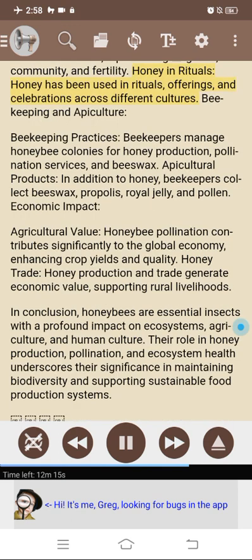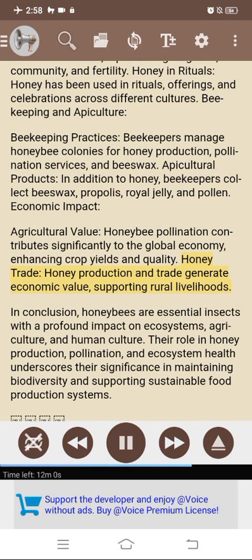Honey in rituals. Honey has been used in rituals, offerings, and celebrations across different cultures. Beekeeping and apiculture. Beekeeping practices. Beekeepers manage honeybee colonies for honey production, pollination services, and beeswax. Apicultural products. In addition to honey, beekeepers collect beeswax, propolis, royal jelly, and pollen. Economic impact. Agricultural value. Honeybee pollination contributes significantly to the global economy, enhancing crop yields and quality. Honey trade. Honey production and trade generate economic value, supporting rural livelihoods.